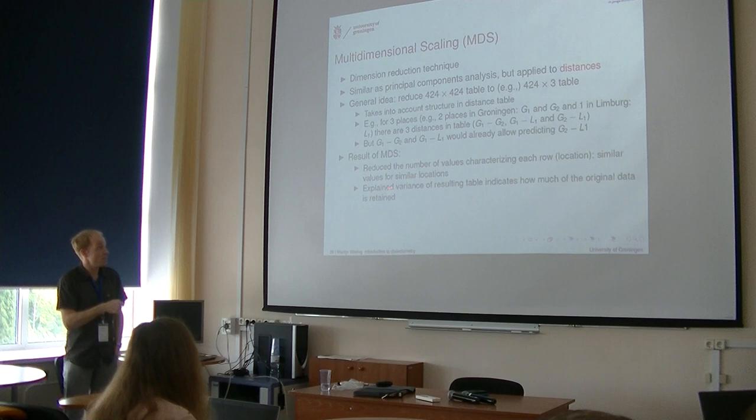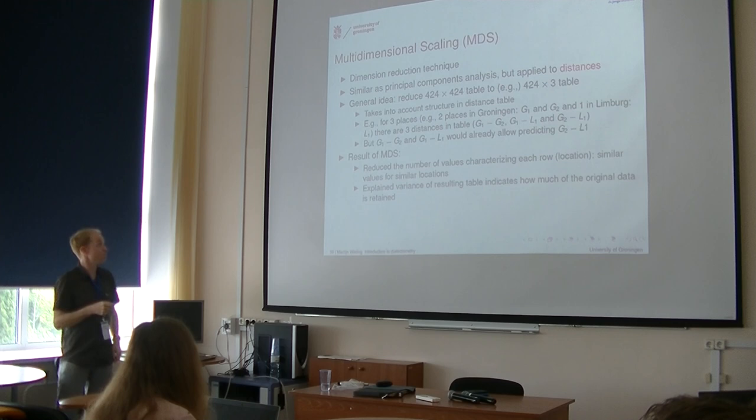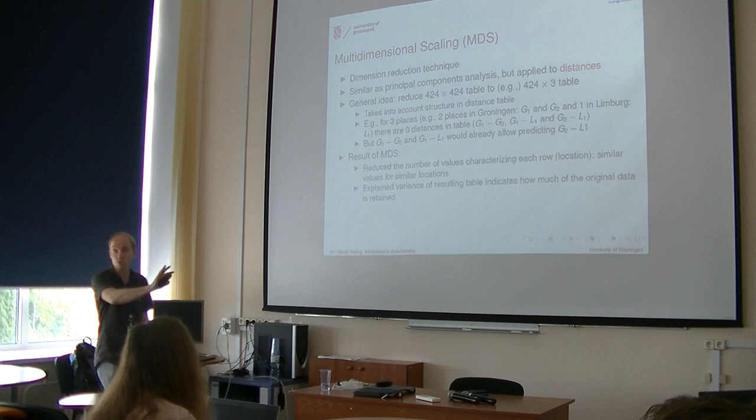Explained variance indicates how good our MDS visualization is, so how much of the variability in our original matrix is still kept. It turns out that it's about 90% or so. So only with three columns, we still have 90% of the original variation in our data. And I'll show you an example.